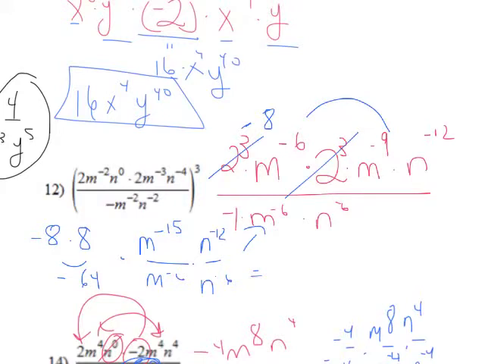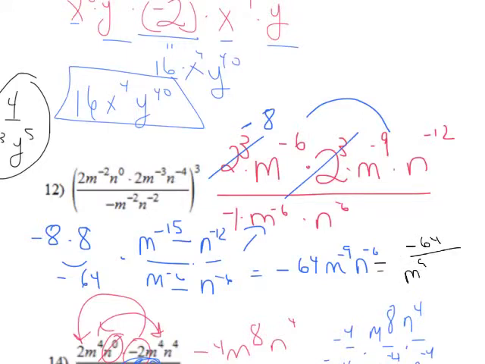So now I have negative 64, m to the negative 15 minus negative 6 is going to be negative 9, n to the negative 12th minus negative 6 is n to the negative 6th. That's still not simplified because you can't have negative exponents, which means that we will have negative 64 times 1 over m to the 9th and times 1 over n to the 6th, which is how I got that answer.